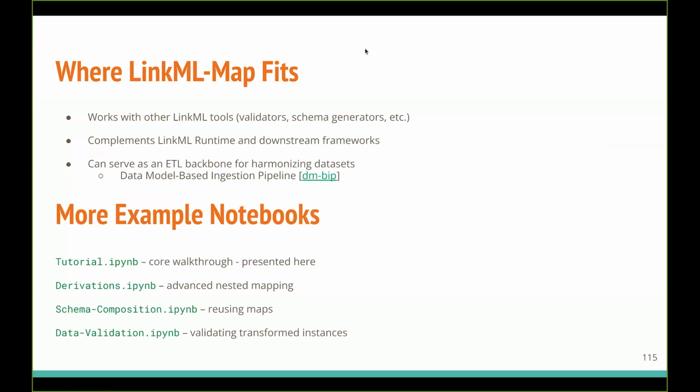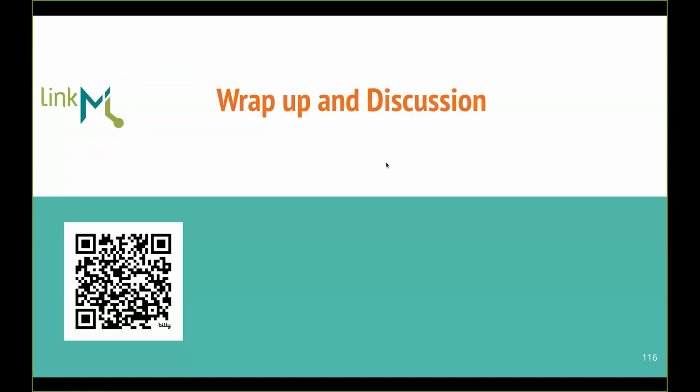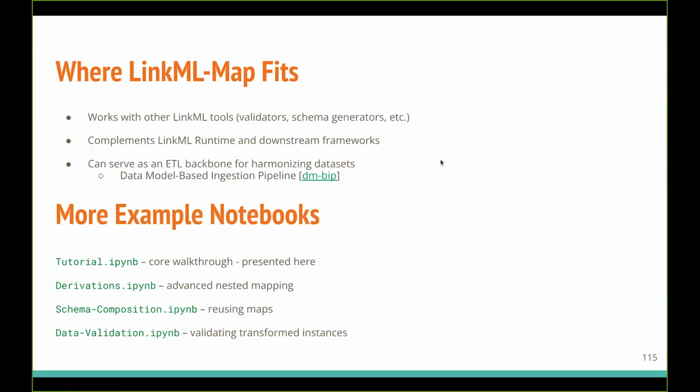And that is to say, where does LinkML Map fit in with LinkML? So it works with all of the other LinkML tools. So we get the validators, the generators, we get output to a whole bunch of different formats. And so it complements the LinkML runtime and all of the downstream frameworks. It also can serve as an ETL backbone for harmonizing data sets. And in fact, that's the main way that I'm using it.